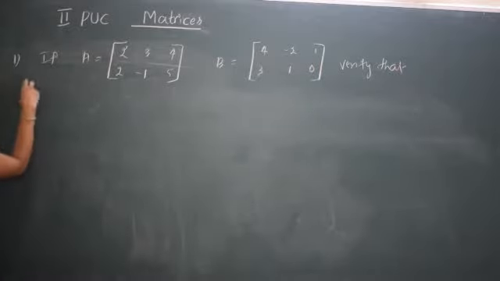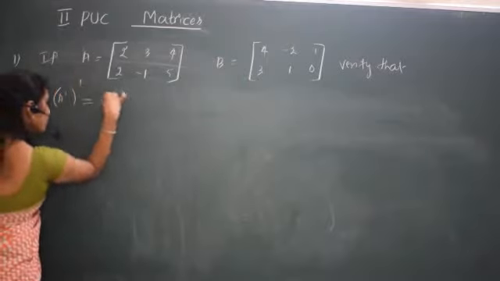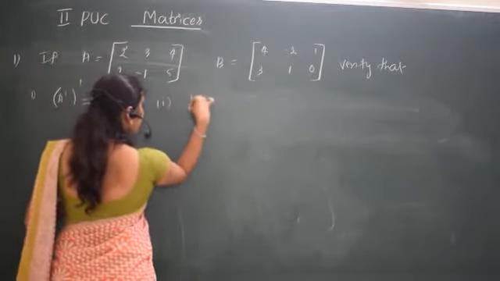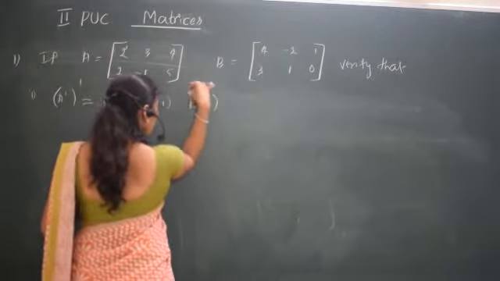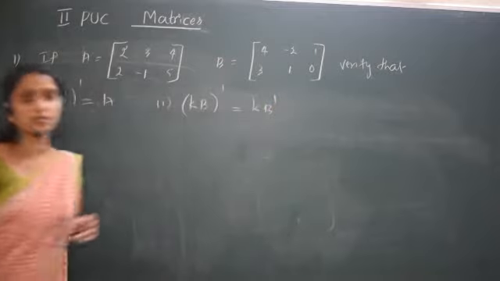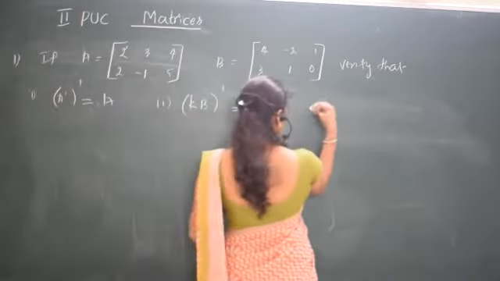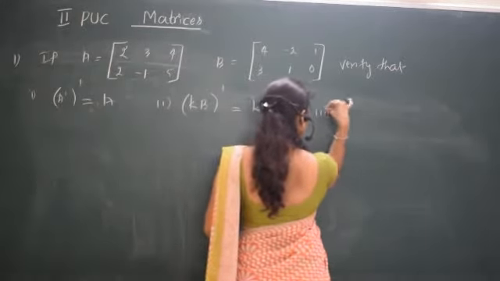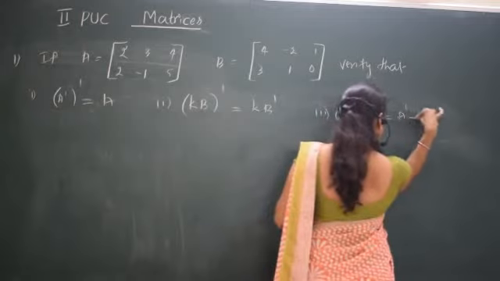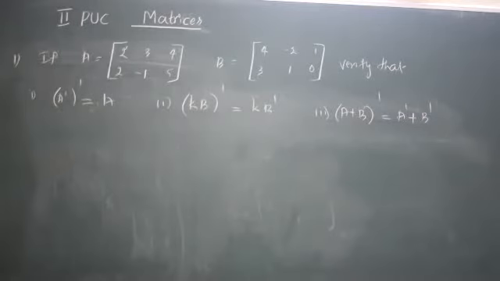The first one is A transpose whole transpose is equal to A. Next one, K into B whole transpose is equal to K into B transpose. Next, third one is A plus B whole transpose is equal to A transpose plus B transpose. So first you verify these three.